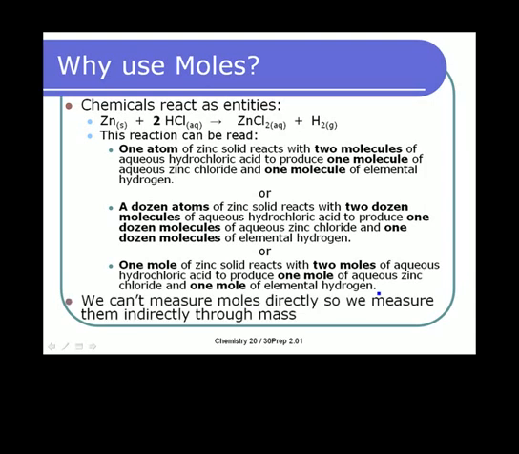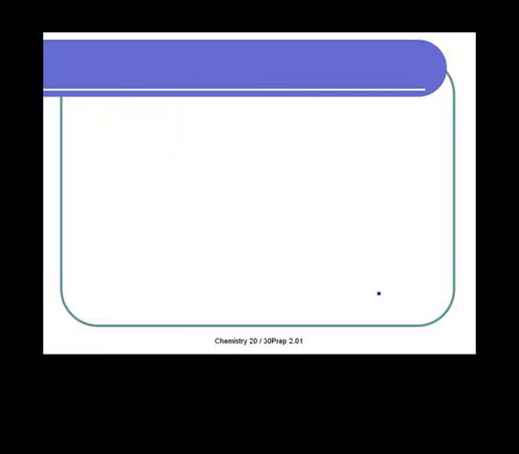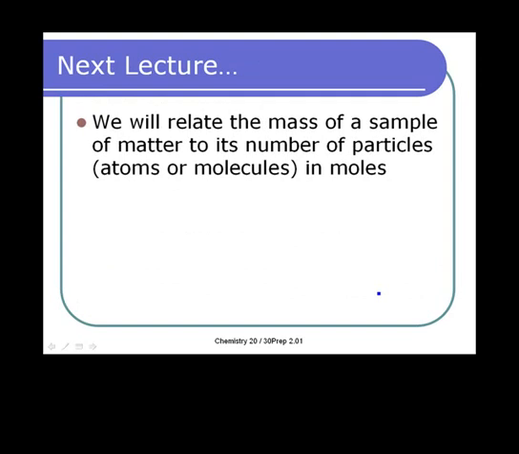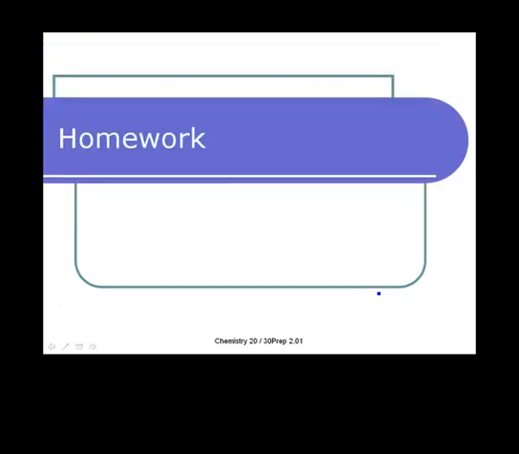The reason we use the mole is because we can't measure moles directly. We can't actually count out the atoms. It would take too long and they're too small. So we weigh them out and then find out the number of moles by the mass that we actually have. For our next lecture, we're going to relate the mass of a sample of matter to the number of particles in that sample, or the number of atoms or molecules, and we're going to measure it in moles.